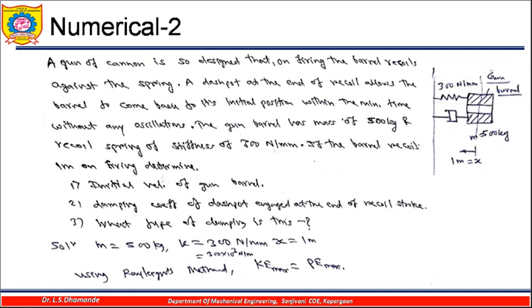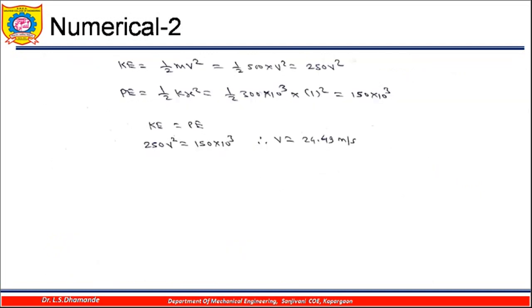So here we are going to use Rayleigh's method. It means the maximum kinetic energy is equal to the maximum potential energy in the system. Let us first find the kinetic energy. It will be given by 1/2 mv squared. So 1/2 times 500 is the m, and v squared is the velocity, which is the unknown that you have to find out. Now potential energy is equal to 1/2 kx squared. So 1/2 times k, which is 300, and x is 1 meter, squared. That comes out to be 150 into 10 raised to 3.